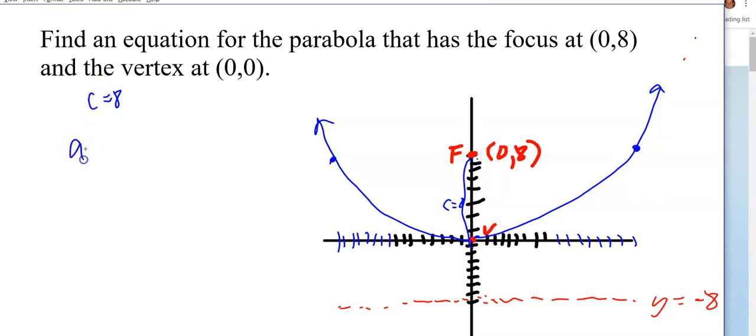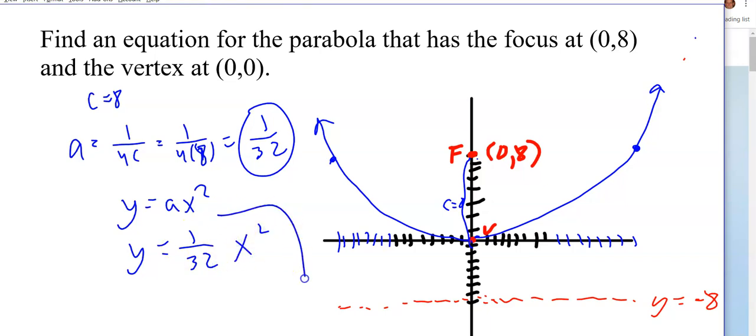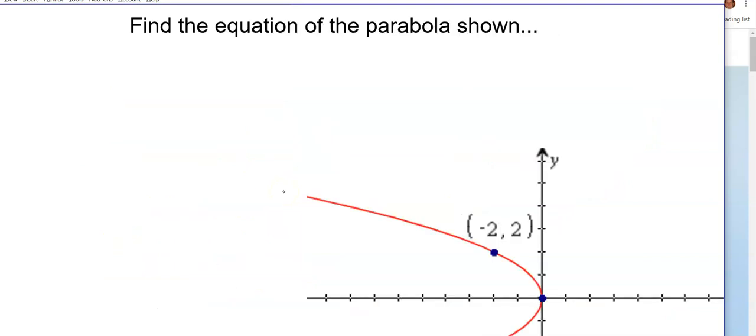And again, a equals 1 over 4c. So 1 over 4 times 8 is 1/32. Sorry, that was so sloppy. So 1/32 is our a. So our equation we're plugging into is y equals a x squared. So y equals 1/32 x squared. We got it. So it's kind of fun. They give us some bits of information, and we kind of go from there.